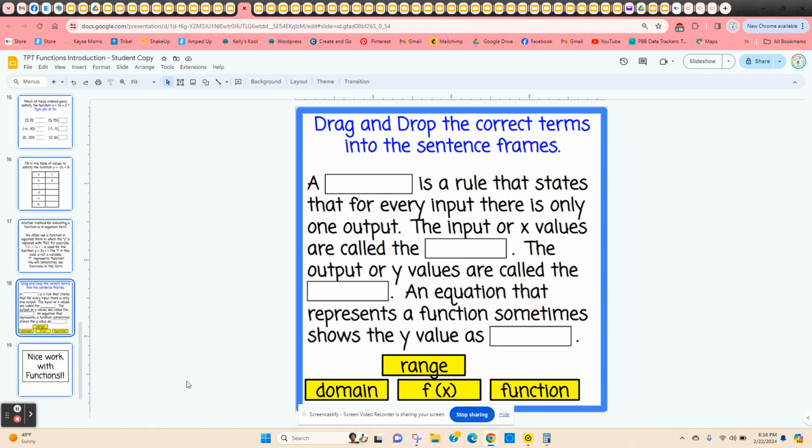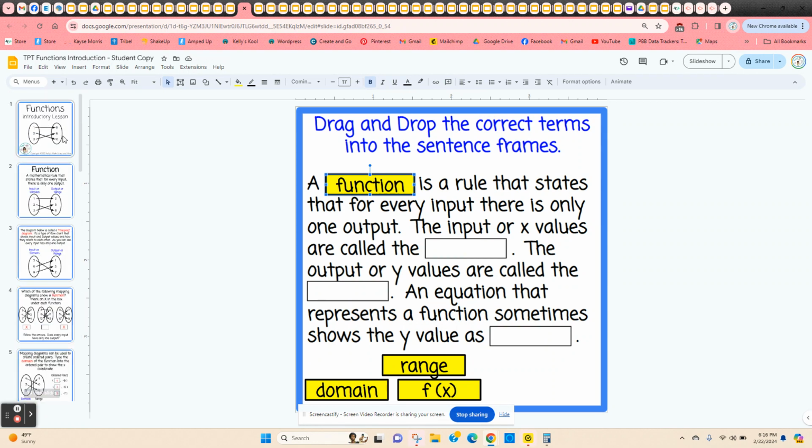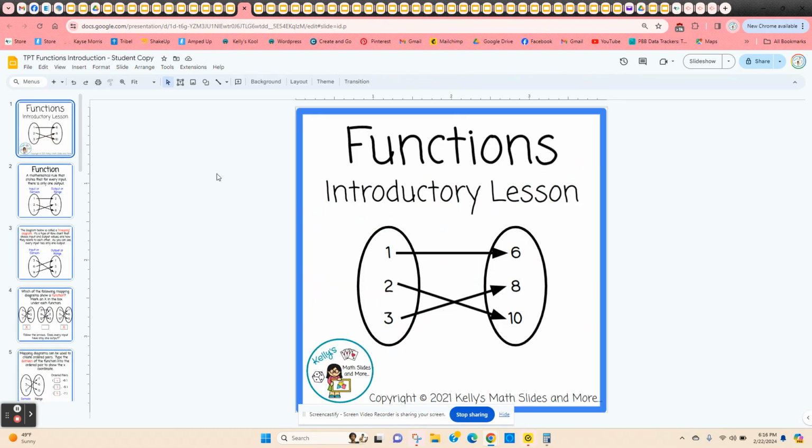Now, the very last slide, students are going to drag and drop these terms into the correct place in sentence frames. They just click and hold on the edge and then move them into place. So a function is a rule that states that for every input, there's only one output, and they can finish the rest of that. So this is the digital lesson on functions.